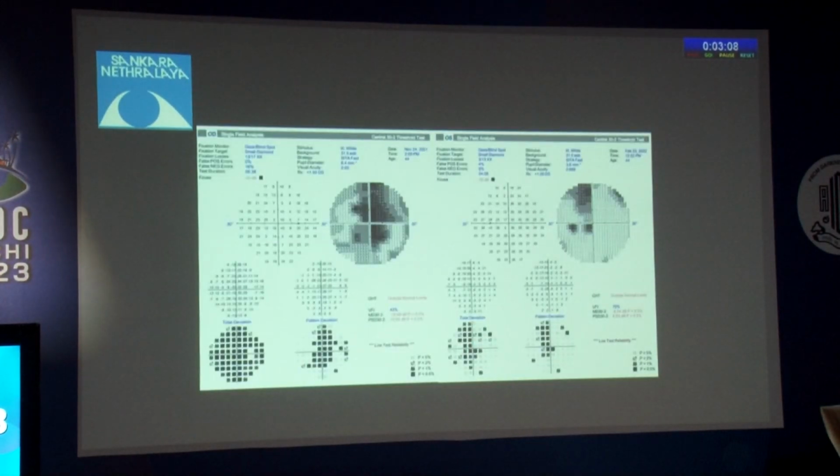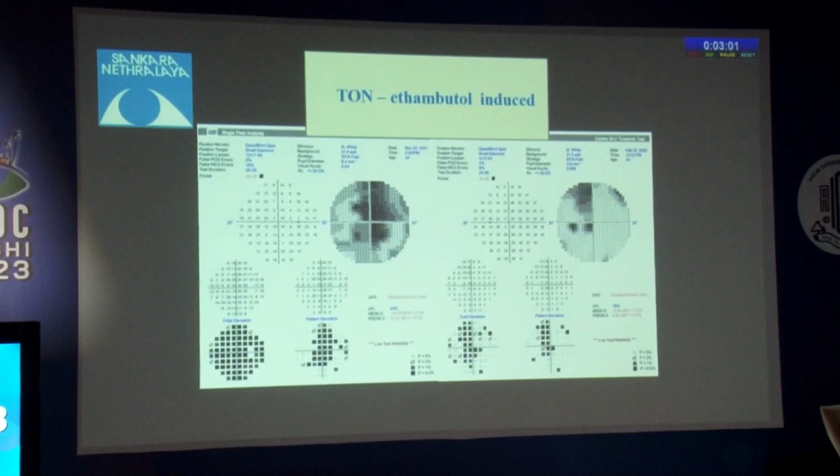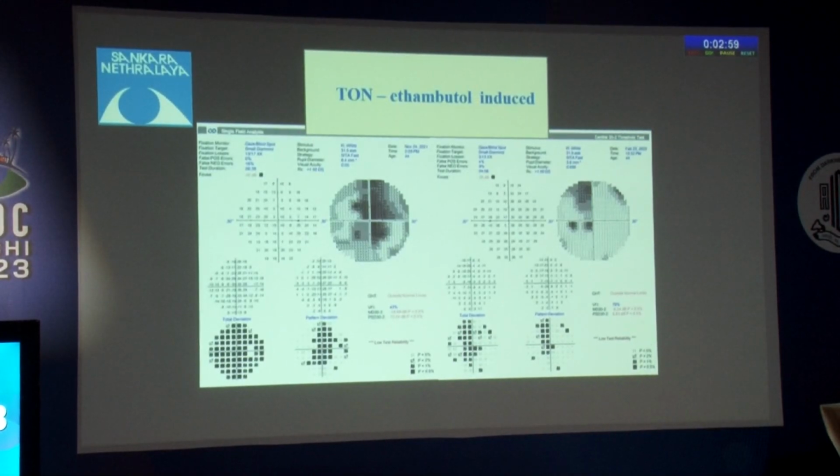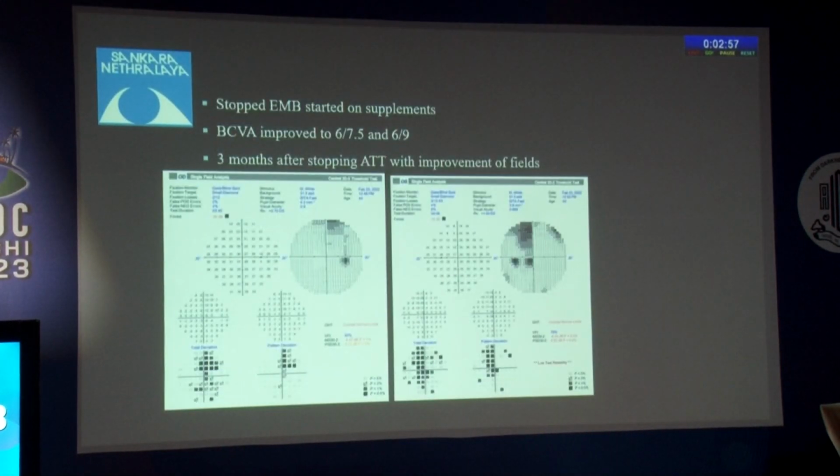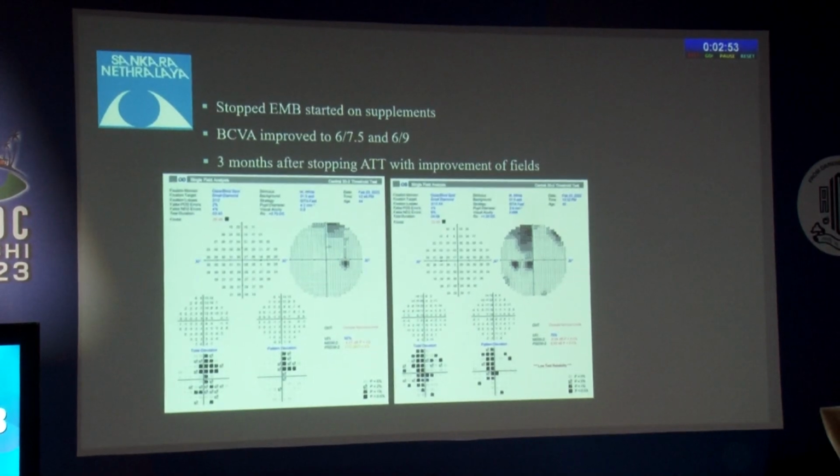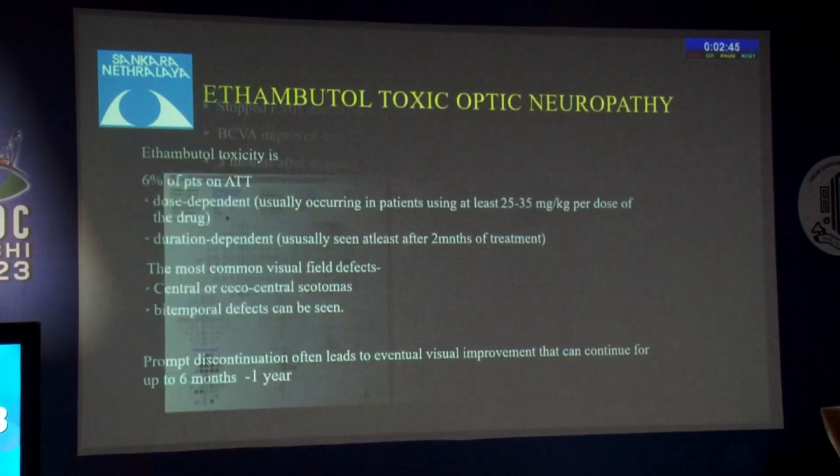And this is her visual field. You could see a dense centrocecal defect, which is predominantly in the temporal quadrants. And yes, that's a toxic optic neuropathy secondary to ethambutol. So ethambutol toxicity is quite common and it gets missed also. So we stopped the ethambutol and her vision improved within 3 months to 6/7.5 and 6/9 in both the eyes, along with improvement of the visual field.